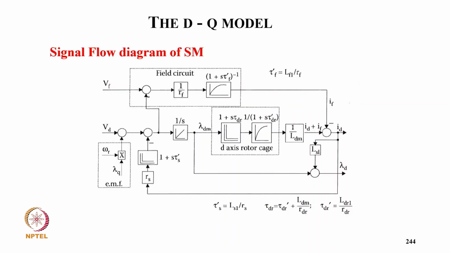And this is the signal flow diagram of the synchronous motor model. Your inputs are typically VF and VD, and they go through different blocks to finally find your IF, ID, lambda D and IQ.